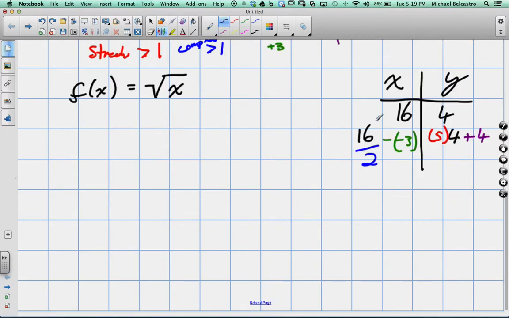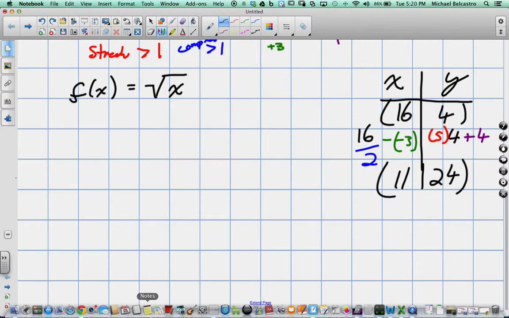So 16 divided by 2 will give us 8. And then 8 subtract negative 3 is like adding 3. So we actually get a coordinate of 11. Okay. And over here, 4 times 5 is 20. And 20 plus 4 is 24. So what this is saying is our coordinate from 16,4 has now moved to 11,24.